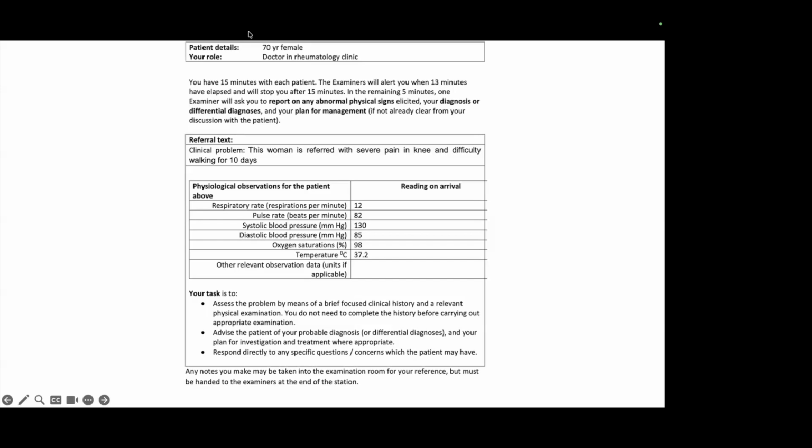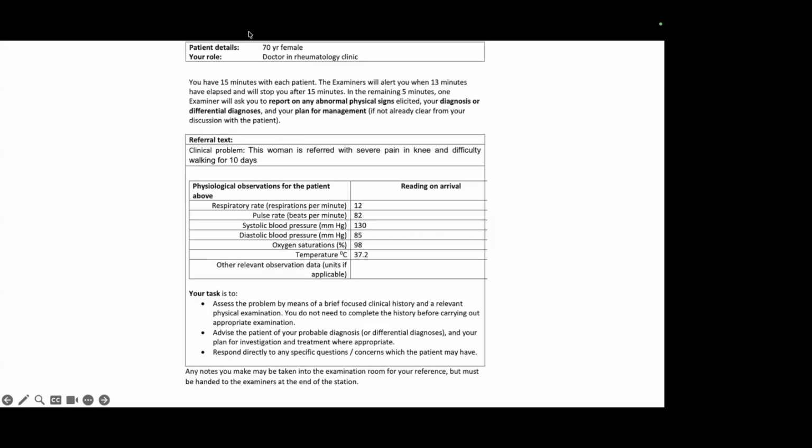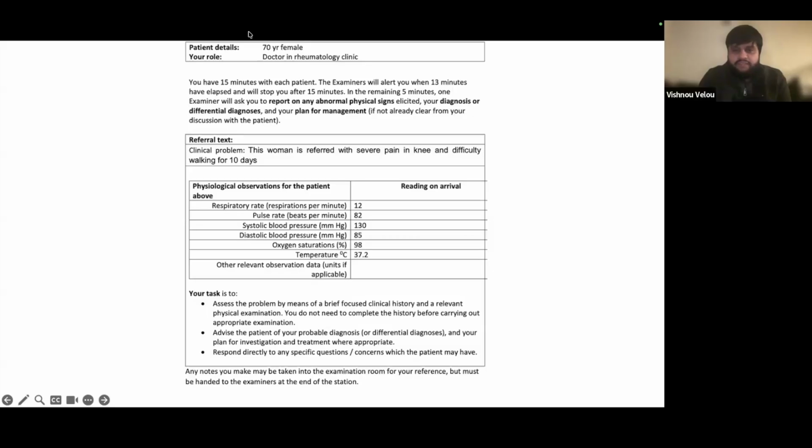Okay. And any rash anywhere? No rash, no, there's nothing I've noticed. Do you feel any joint stiffness? Doesn't feel stiff, it's just pain really.